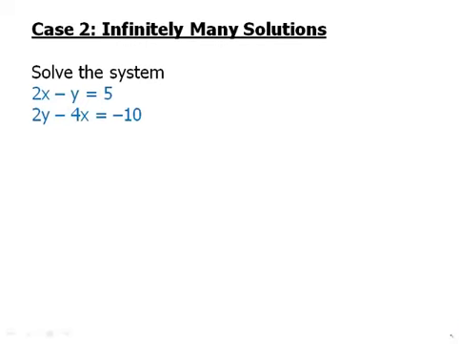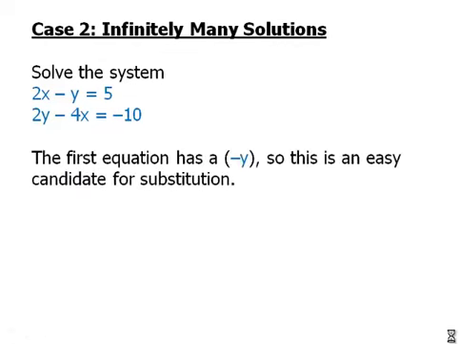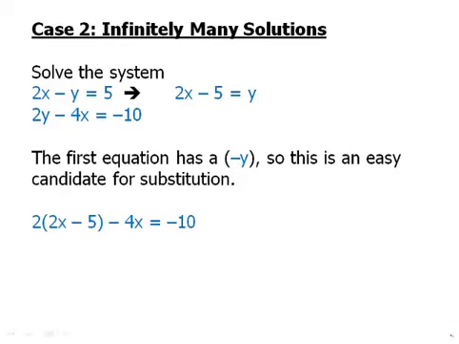Case two is the infinitely many solutions case. So I'll say pause the video and try to solve this system on your own. Okay, let's talk about this. The first equation has a negative y, so this is an easy candidate for substitution. We get y equals 2x minus 5. Very good. Plug this right into the second equation. Then distribute, then cancel.